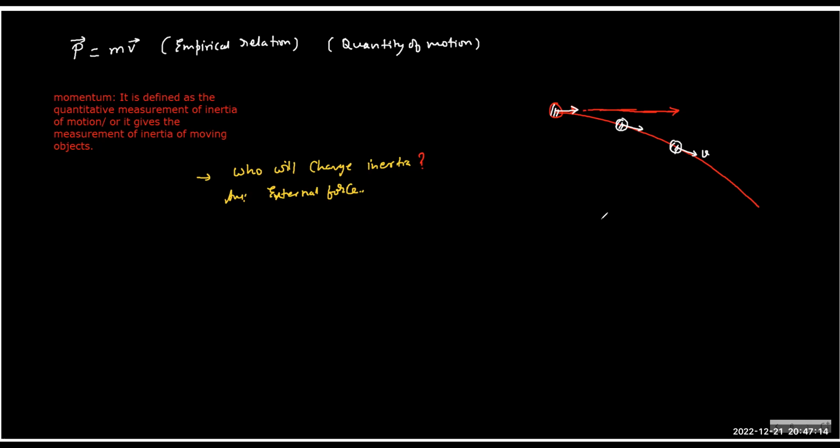What are we going to do in this chapter? We are going to investigate the agent who brought the change. So when you study motion with its cause, like who created the motion, who changed the motion, who started the motion, when the who comes into the picture, the chapter is called laws of motion. If you understand this subtle difference, you can nail this chapter.